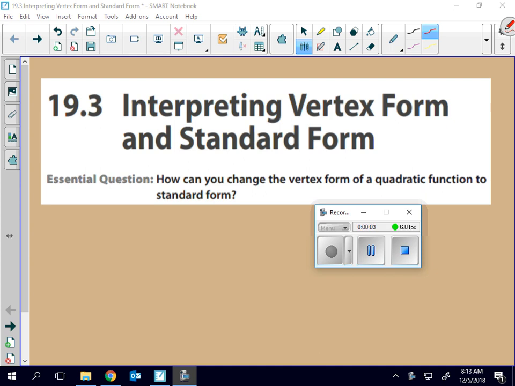Hello everybody, this is 19.3. We are interpreting vertex form and standard form. Our essential question is how can you change the vertex form of a quadratic function to standard form? And there's a little more to it than that, but that's an awesome question to answer.